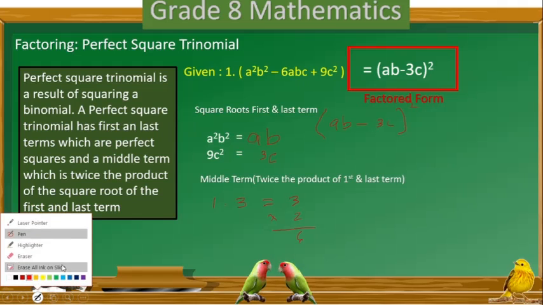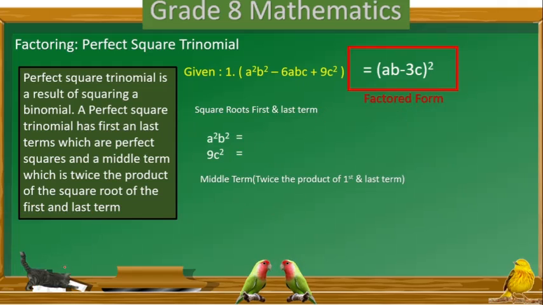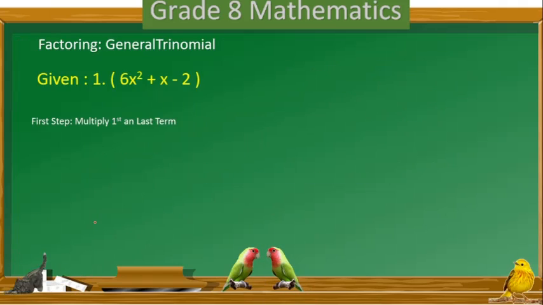Okay. Now, the last topic, general trinomial. A general trinomial is a trinomial which is not a perfect trinomial. So if it is not a perfect trinomial, you have to multiply the first and last term to obtain the middle term. Okay, sample.